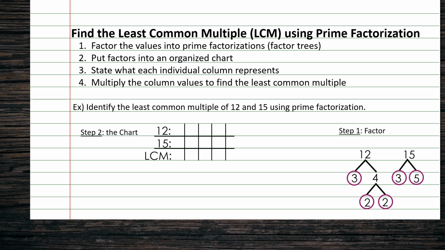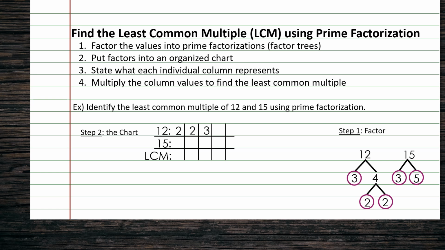Now we're going to put several columns, and these columns are basically sorting our factors. So looking at our first row for 12, we said our factors were 2, 2, and 3. Which means 2 is placed in a column, the second 2 is in a separate column, and the 3 is in a third column. We are simply separating and organizing our factors.